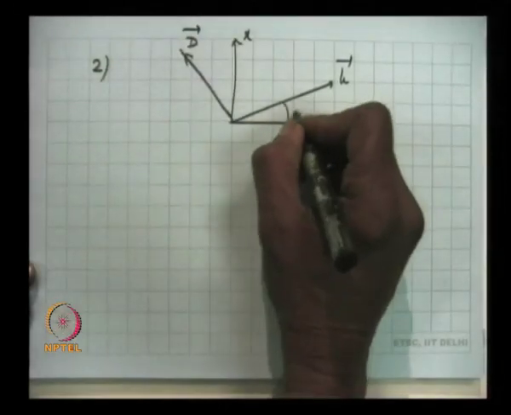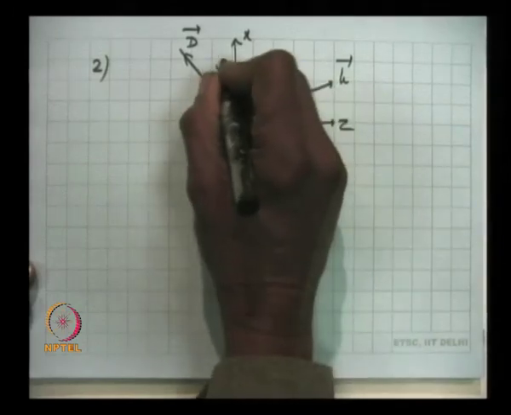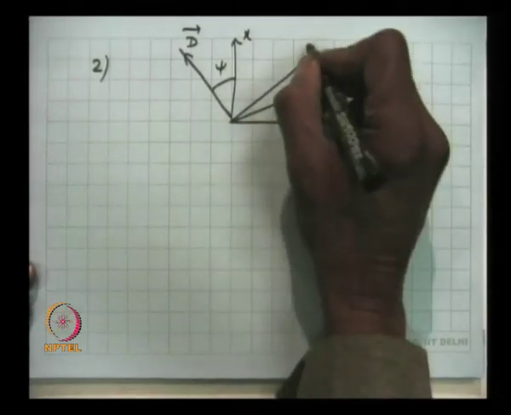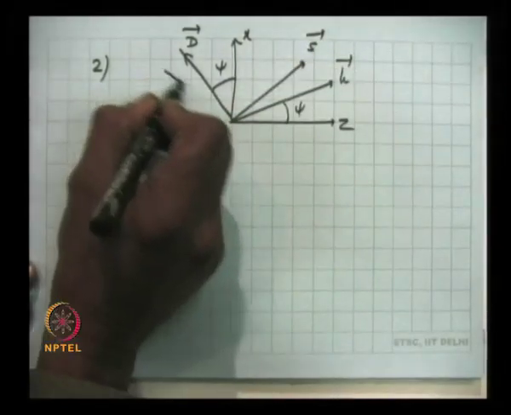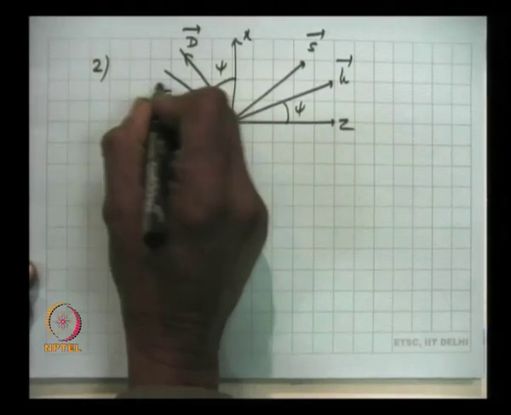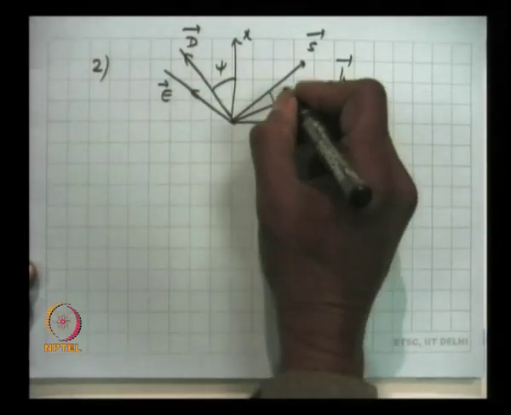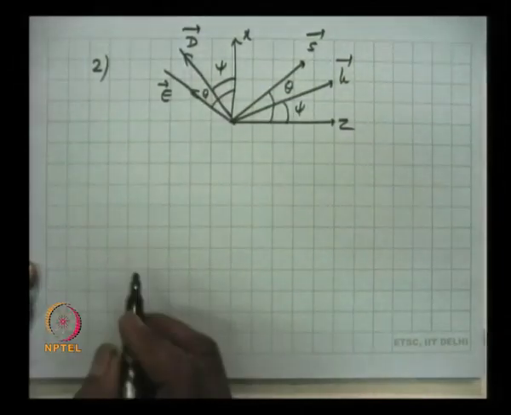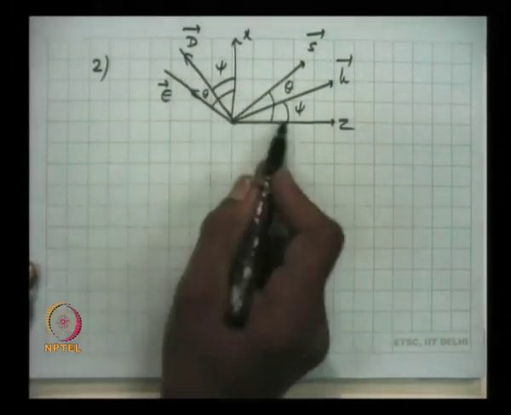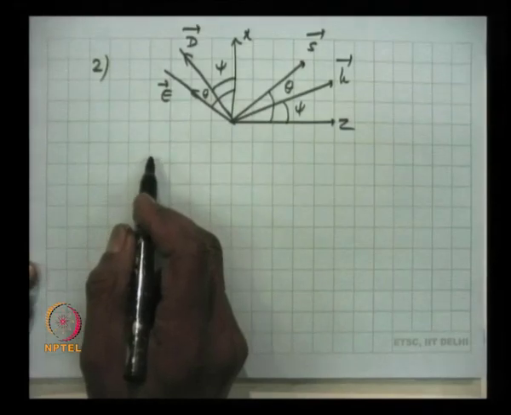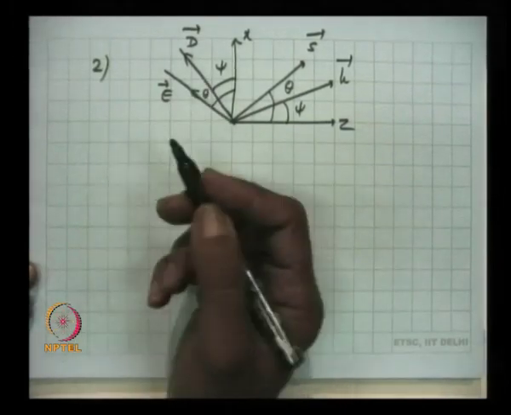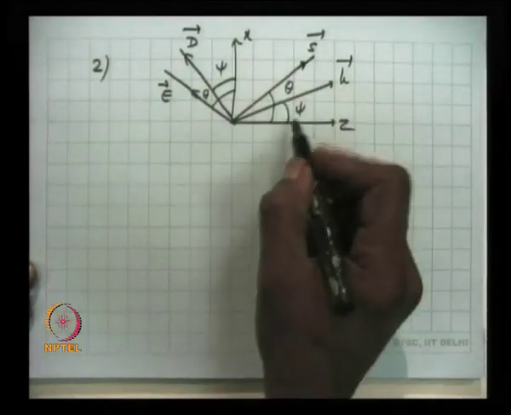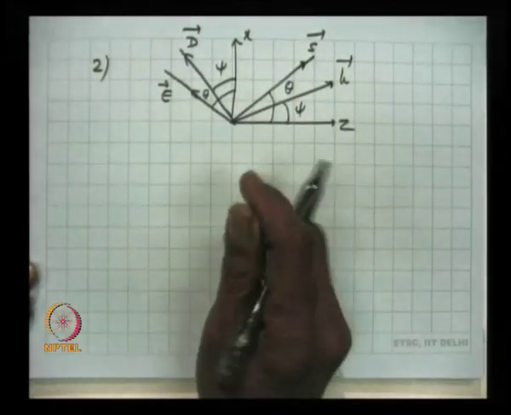So, if this is psi, we found this to be psi, and depending on, so this is the s vector, this is the e vector. So, if this is theta, this is also theta. Because the d vector is not along the principal axis, the e vector and d vector are not parallel to each other, and hence the s vector, the pointing vector, and the propagation vector k are not parallel to each other.